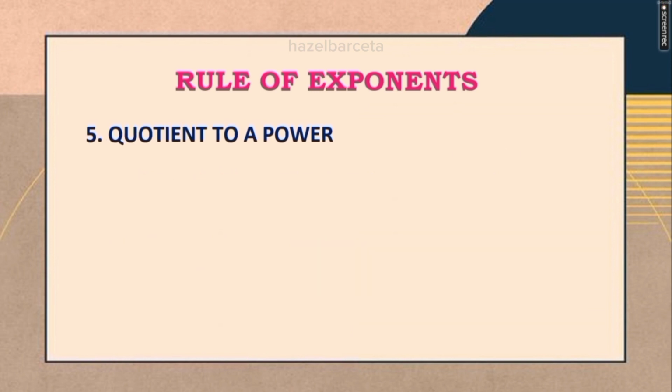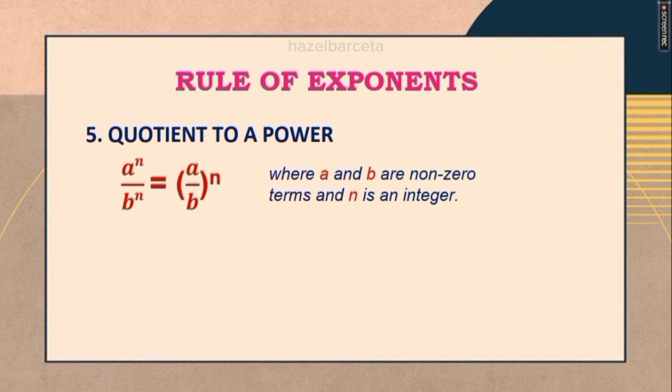So, rule number 5, quotient to a power. A raised to n over b raised to n is equal to the quantity of a over b, raised to n. Same lang naman po, nilalabas lang natin yung common exponent. Madali lang naman po tandaan, di ba? Where a and b are non-zero terms and n is an integer.